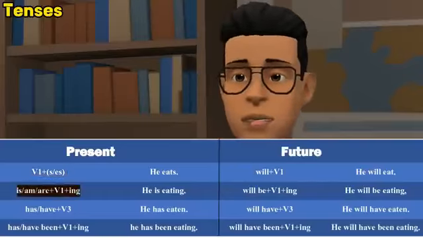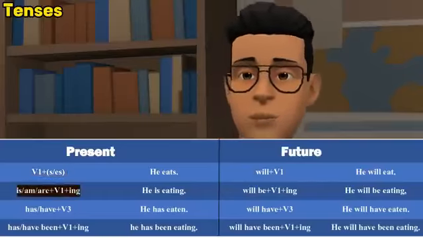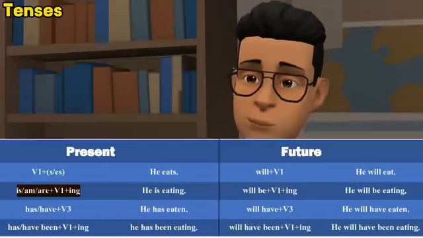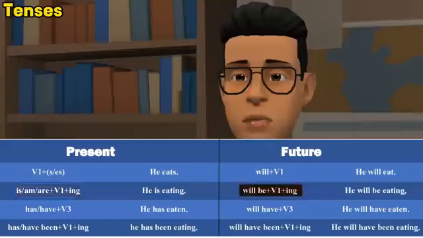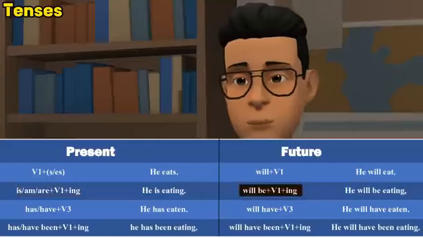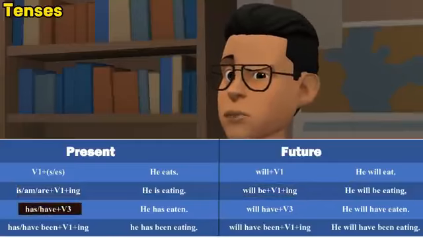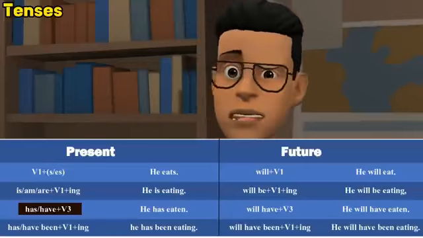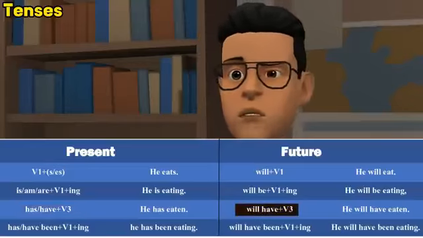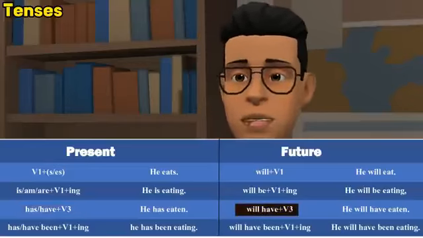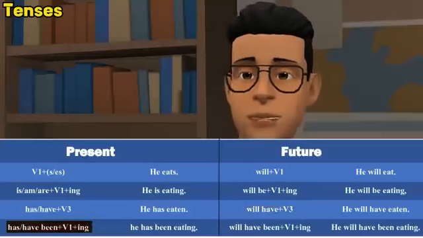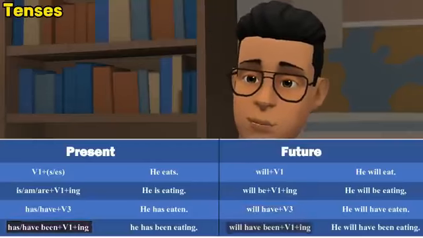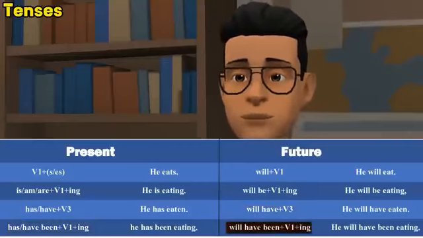For present continuous, just add is, am, or are, and then verb plus ing. For future continuous, there is will be, then the verb plus ing. For present perfect, has or have, then third form of verb. For future, will have, then third form of verb. For present perfect continuous, has or have been, then verb plus ing. For future, there is will have been.